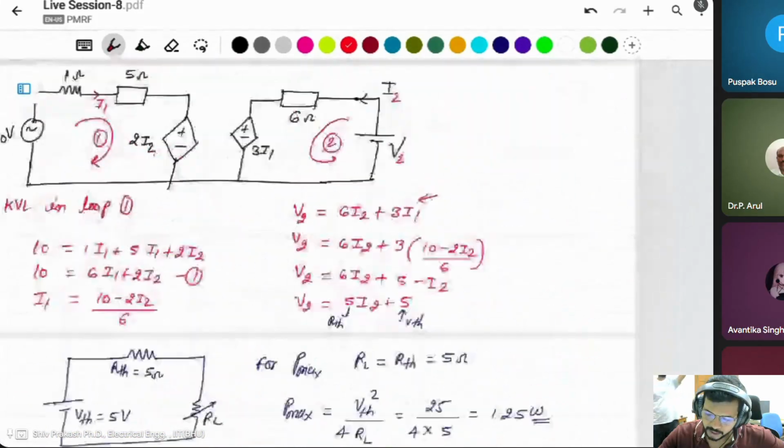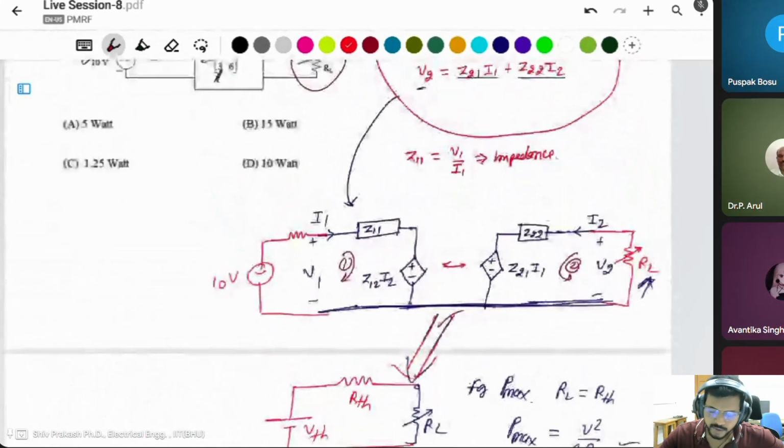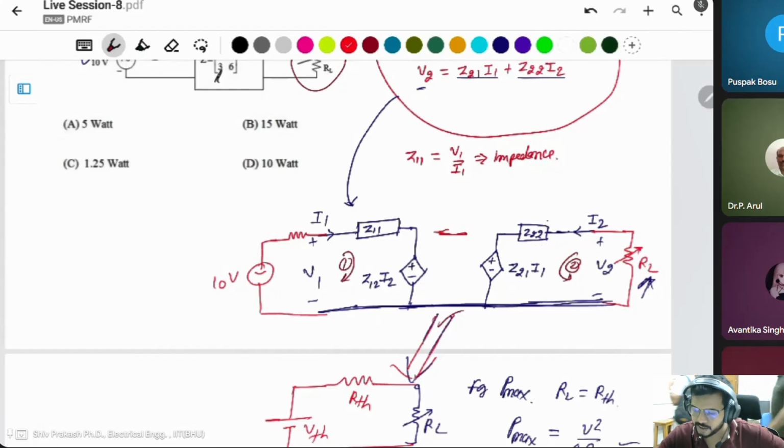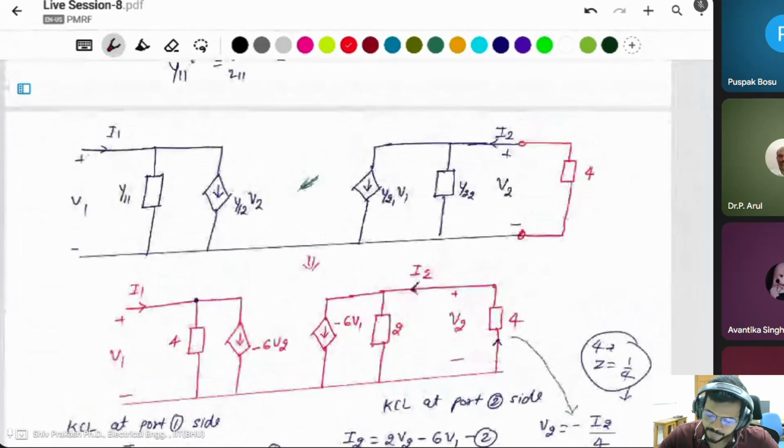You see here, this is the impedance parameter equations. The circuit looks like that. Input source, and this is the Z11, Z12 I2, a current controlled voltage source. This is also a current controlled voltage source which is controlled from the input side, and this is the Z22 impedance of the secondary side. This circuit is the Z parameter circuit, and after that, this is the Y parameter circuit.